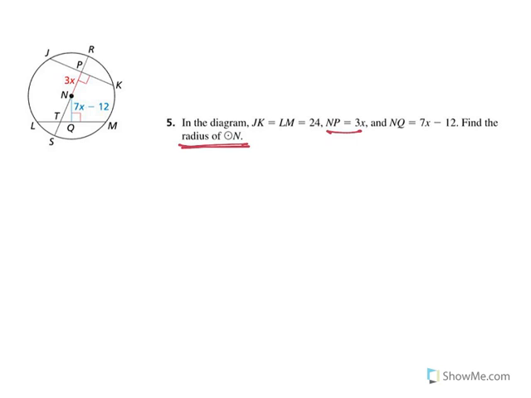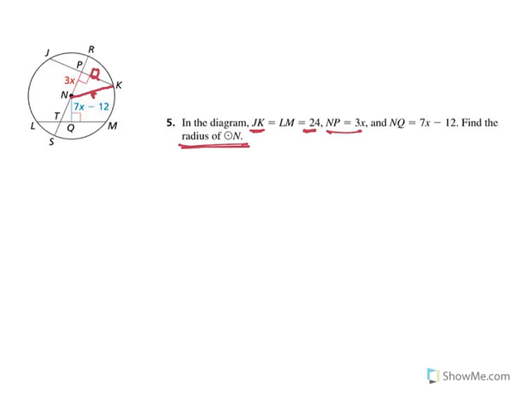Well, let's draw from N to K, and we're trying to find the radius. Let's call it R this time because we have so many x's in there. Because we know if JK is 24, and we've got the diameter hitting it perpendicular, then that means that PK here must be 12. So we are almost there.